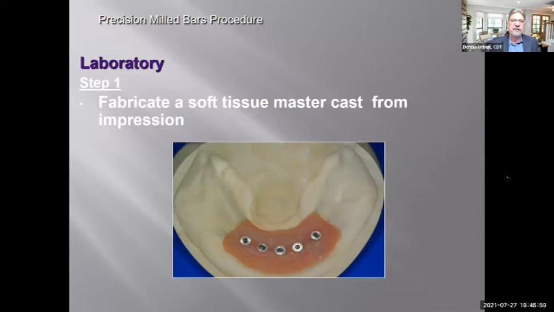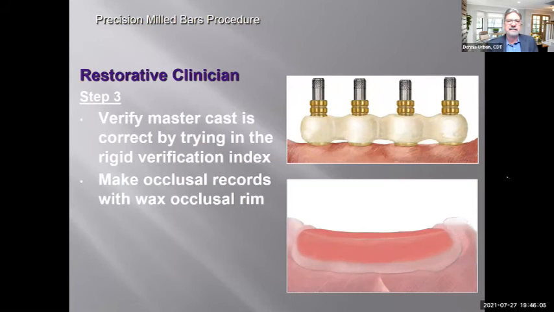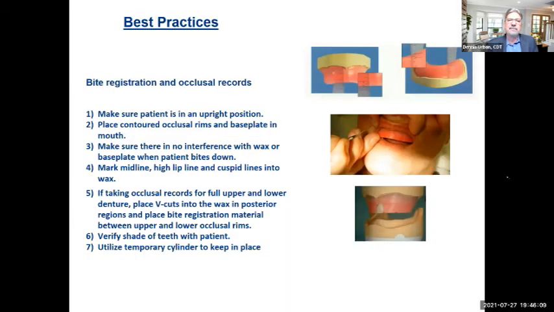Again, let's review. Soft tissue master cast from the impression, fabricate the verification index and the bite registration, verify that the master cast is correct, and then we make our bite block. It's important when we're making these occlusal rims to make them the same way you would make an upper or full lower denture. We need the information on the upper rim like we get on a full denture: the midline, cuspid line, the high smile line. All that is needed for us to do a correct setup.